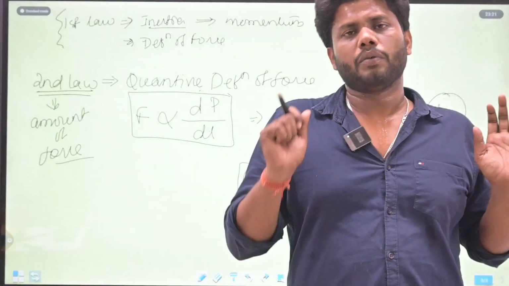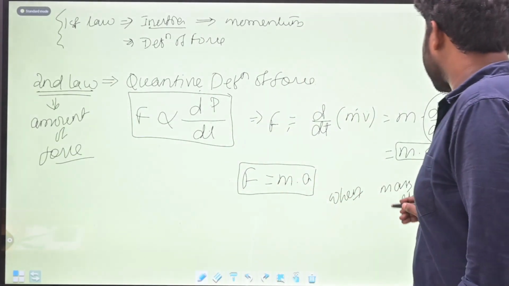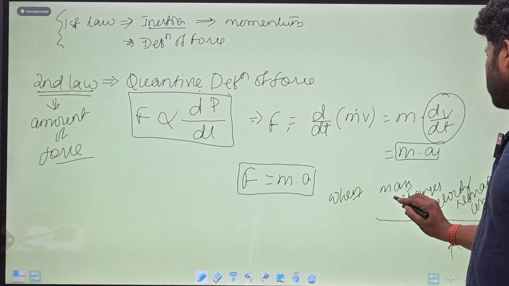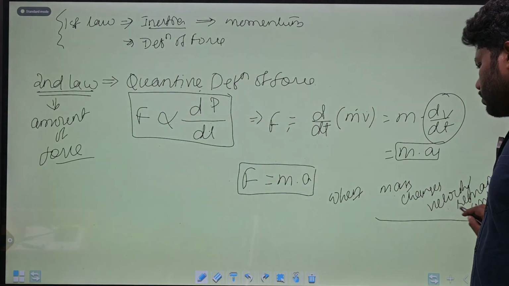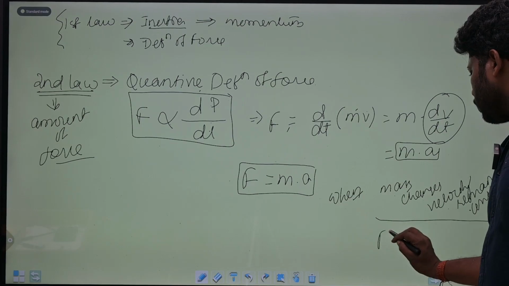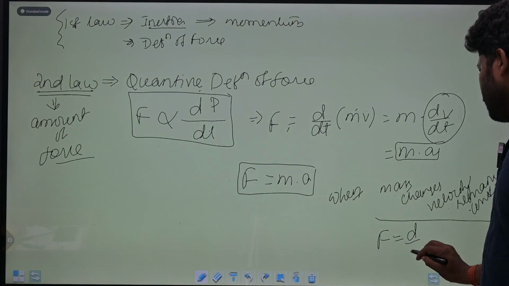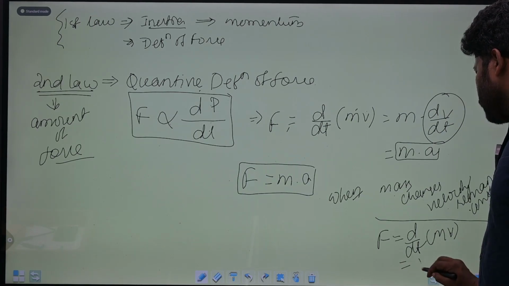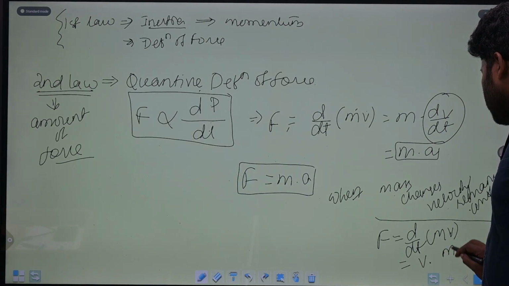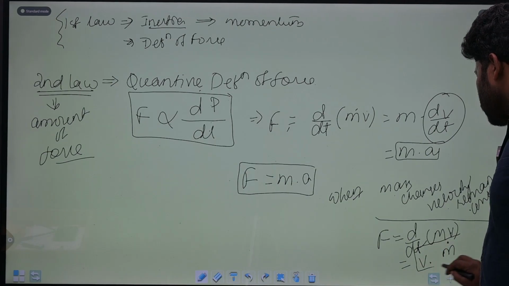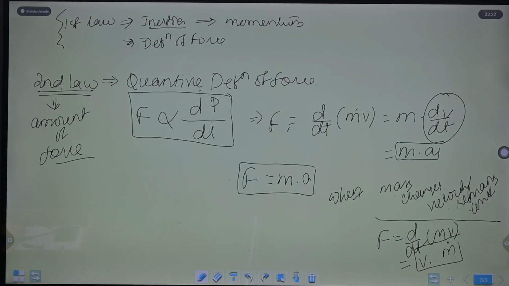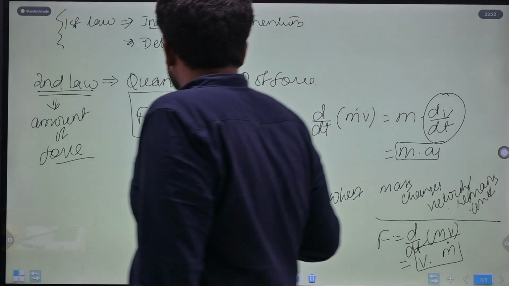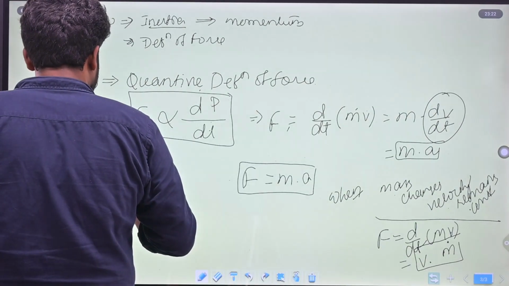In that context, when the mass changes and velocity remains constant, force is equal to d by dt of mv, which is equal to v constant coming out, and this is the mass flow rate m dot, so force is m dot multiplied by v. So here, what is the unit of a force?